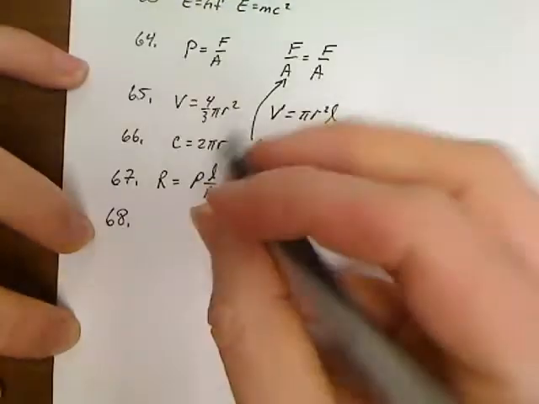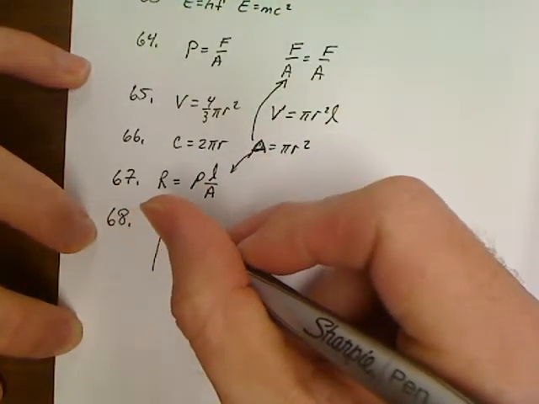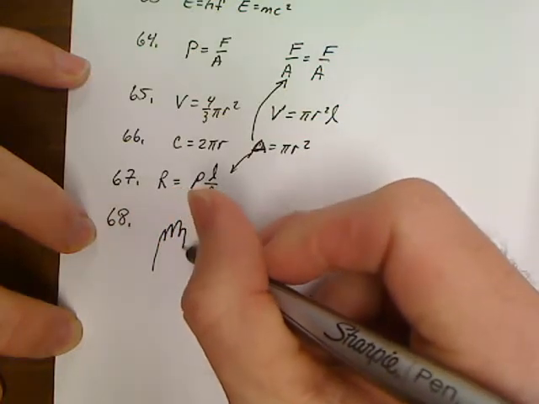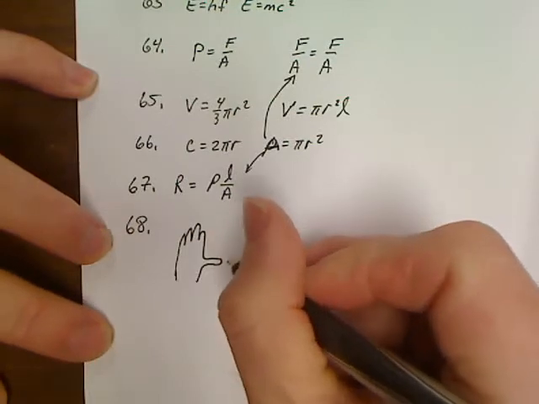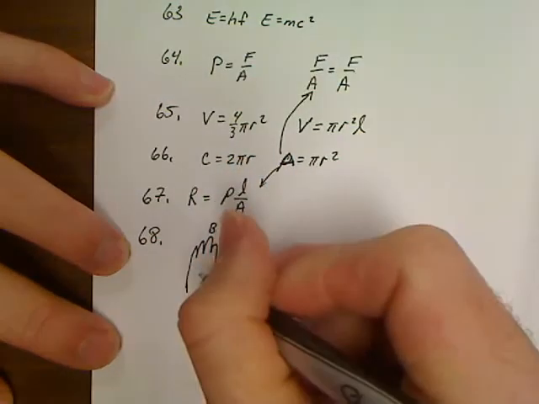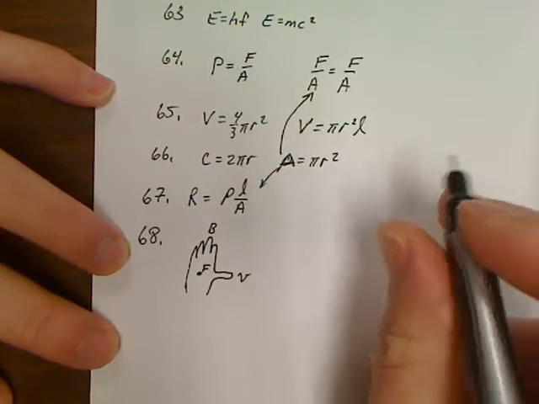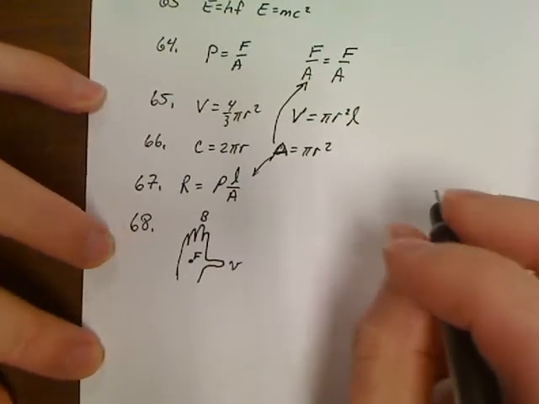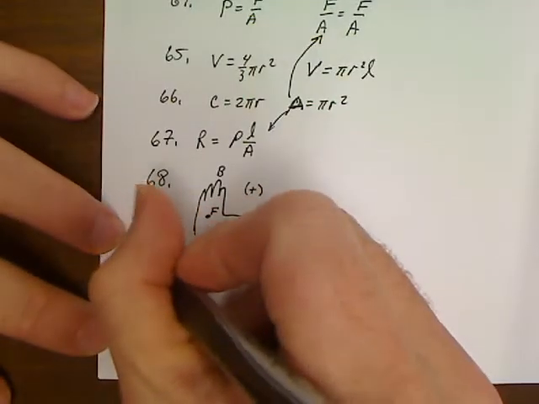68, the right-hand rule. There's your velocity. There's your magnetic field. Coming out of your hand is the force. Of course, remember this is for a positive object.